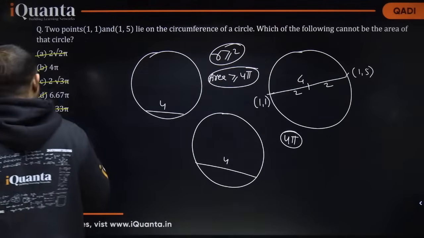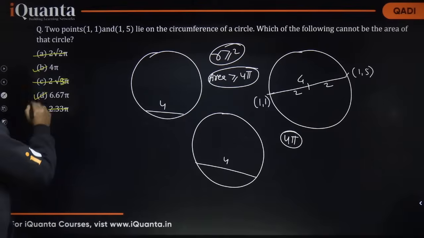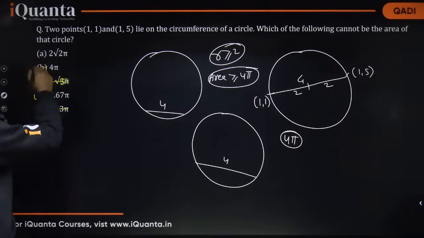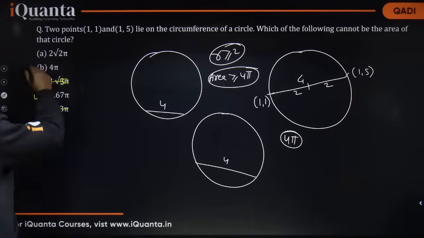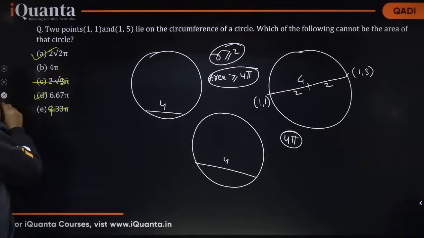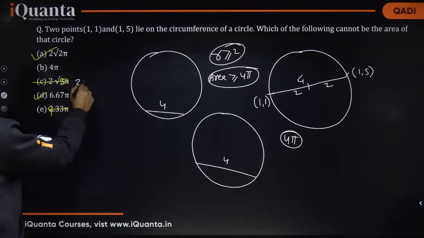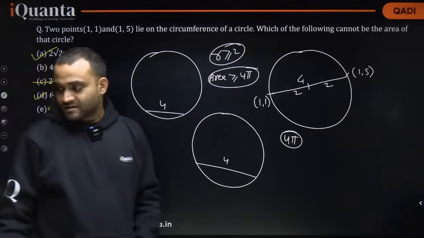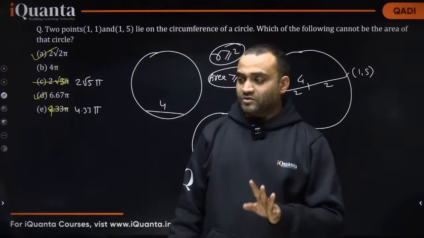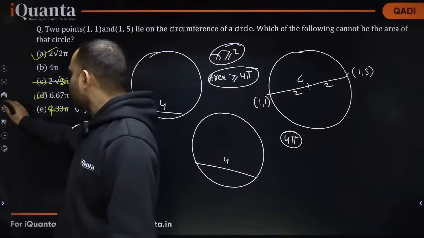So this we can convert into 2 root 5, and this we can write like 4.33, and then we can mark this as answer. Make this 2 root 5 pi, make this 4.33 pi, and then option A is the answer. I hope this is clear to everyone. There should not be any confusion, right?